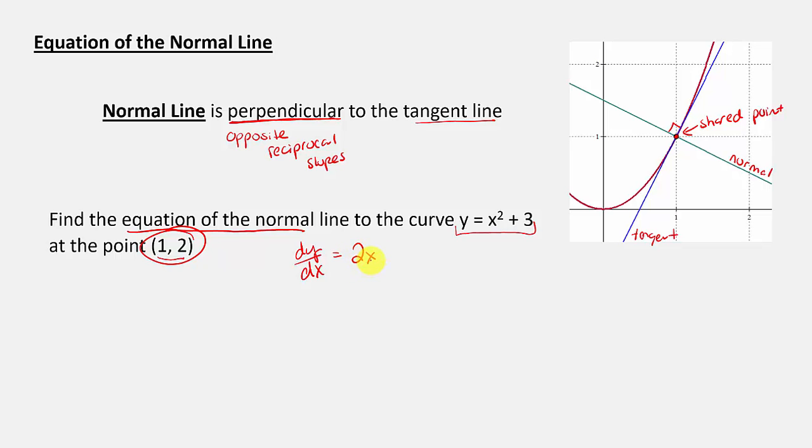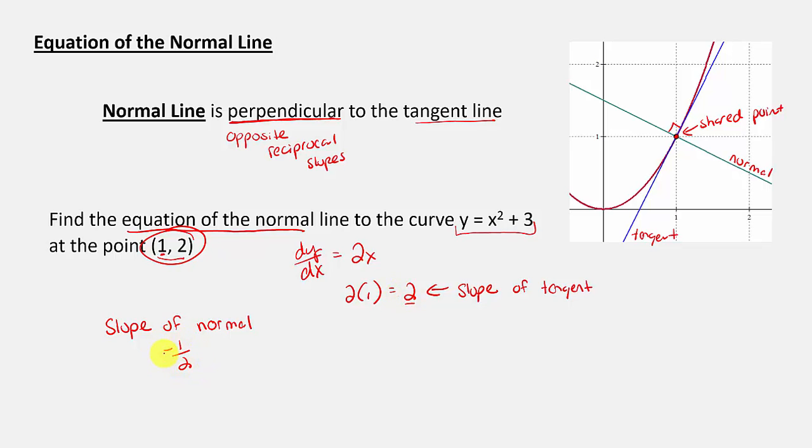That's going to be 2x, and we're going to plug in this x value, and I get 2. But this is not the slope of the normal. Remember, anytime we plug an x value into our derivative, we get the slope of the tangent. That's what that always gives us. And so if I know that the slope of the tangent is 2, I should be able to determine my slope of my normal line, because it's going to be perpendicular to 2. And so the slope of the normal line is going to be -1/2. I flip the fraction, change the sign.